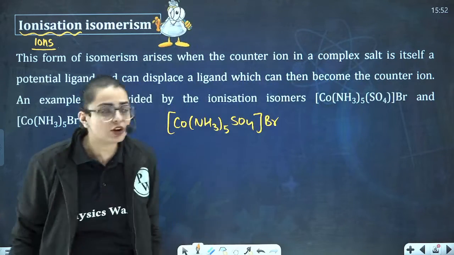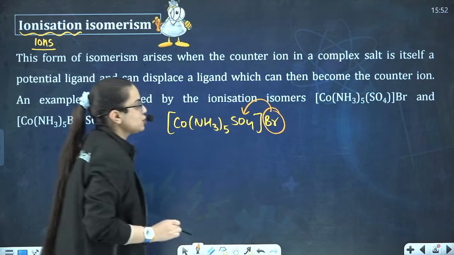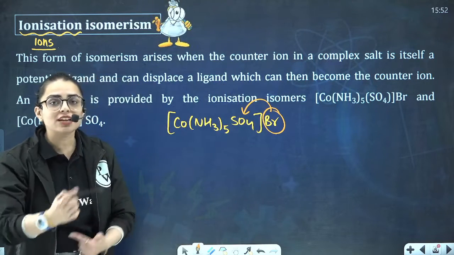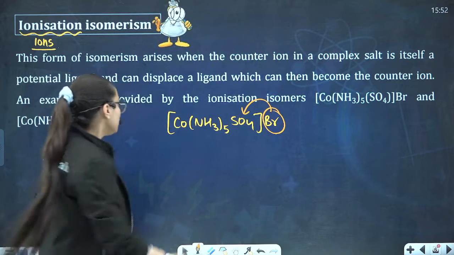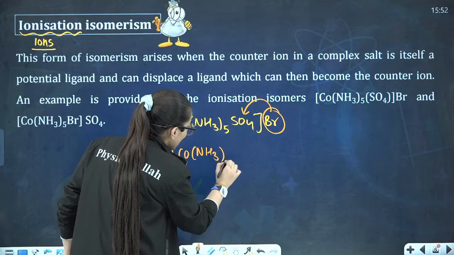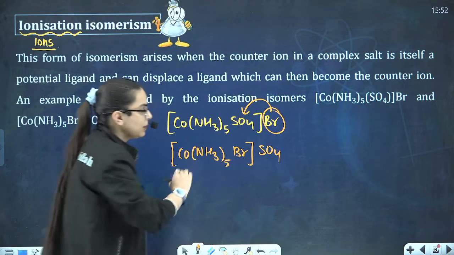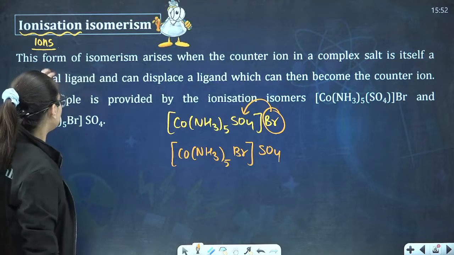So what is happening over here? This Br shall be replaced by SO4. So what shall be the new isomer that we shall obtain from here? We will obtain [Co(NH3)5Br]SO4. Are you getting my point? Now let us read with the NCERT.